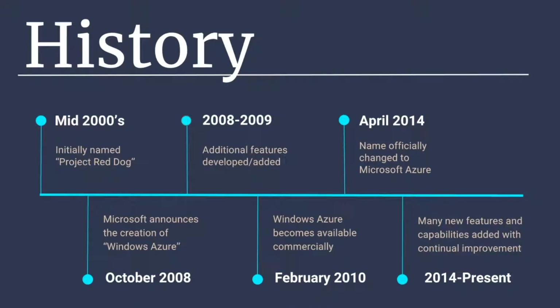And a little bit about the history of Azure. It began in the mid-2000s as an internal project named Project Red Dog. Not exactly sure why it was called that, but I just thought that was interesting. And at that time, Amazon Web Services had launched their cloud services, and this was Microsoft's way to start catching up with them. Next, when things were ready to come together, they announced its creation in October of 2008, and originally named the service Windows Azure, not Microsoft Azure.